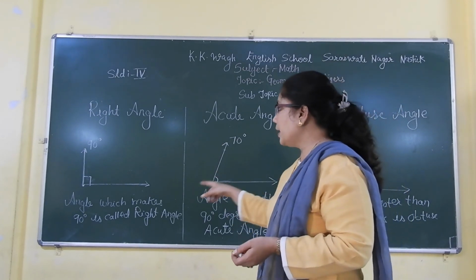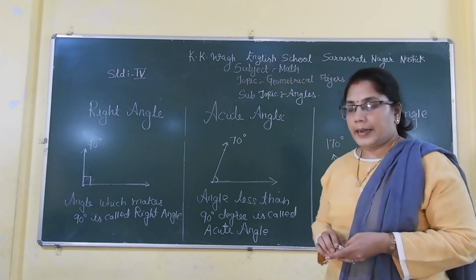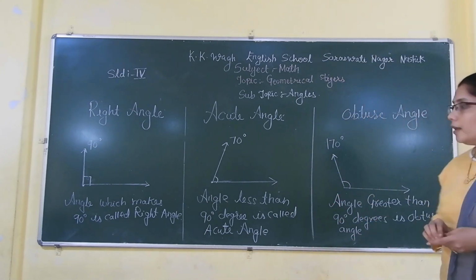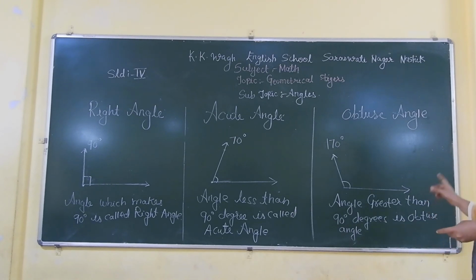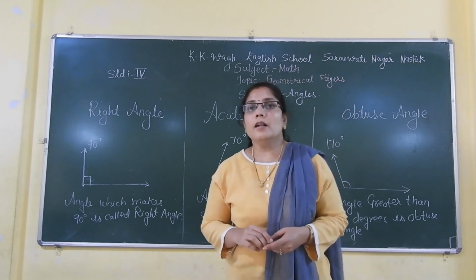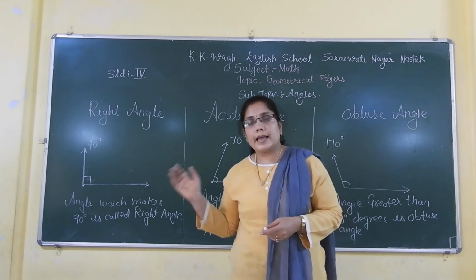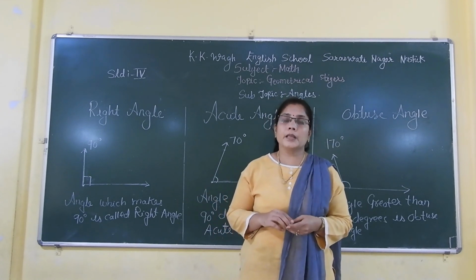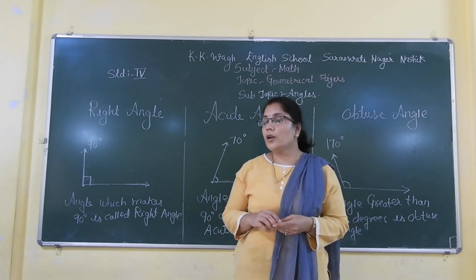The angle which makes 90 degrees is called a right angle. The angle less than 90 degrees is called an acute angle, and the angle which is greater than 90 degrees is called an obtuse angle. Children, try to draw these angles at home and try to find out the angles with the help of your protractor.